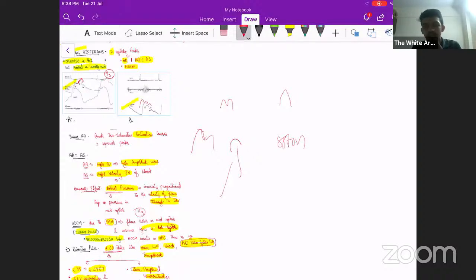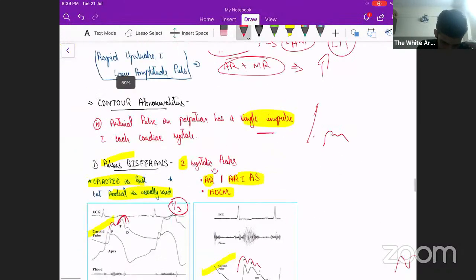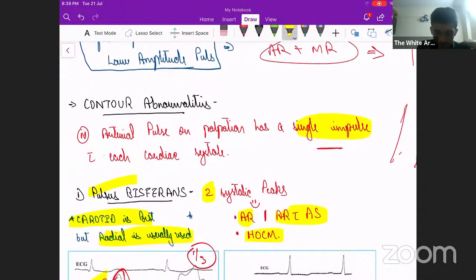To palpate the carotid, you use the thumb only. Thumb is better than three fingers to palpate the carotid. In carotid, only one peak. That is what I've been saying. Regarding contour abnormalities, when you look at the character of the pulse, a normal arterial pulse on palpation is a single impulse. What we read initially as the percussion, tidal and dicrotic waves, you see on a manometer reading. But on palpation, you'll get only a single impulse in the carotid pulse.